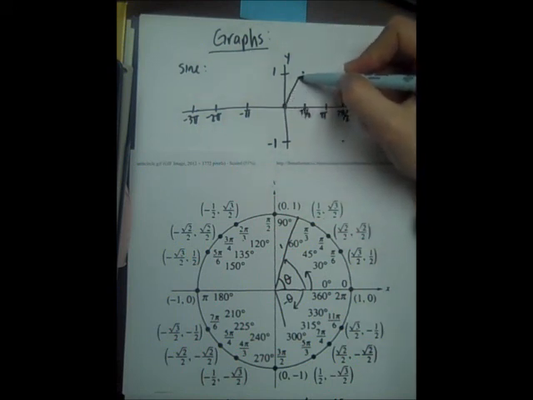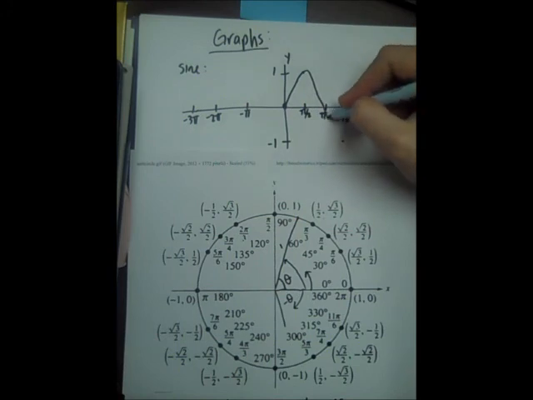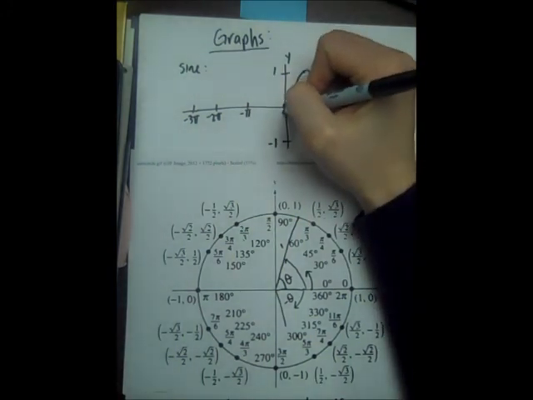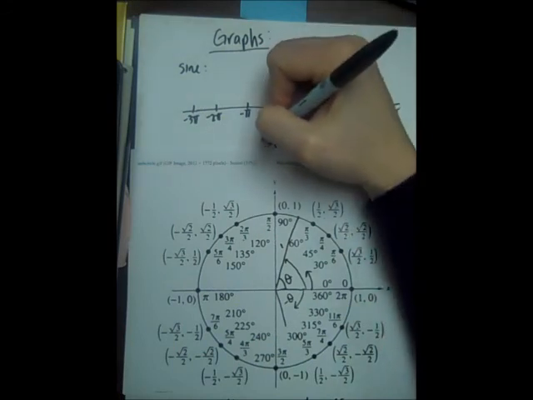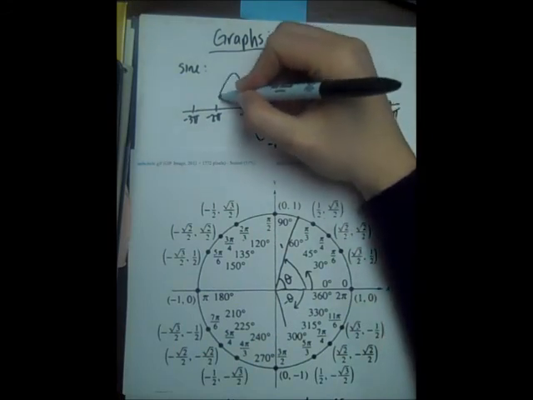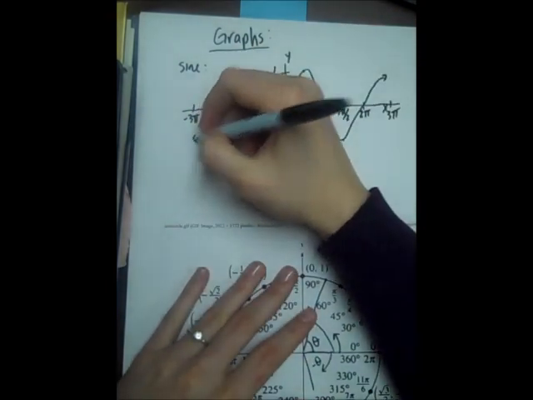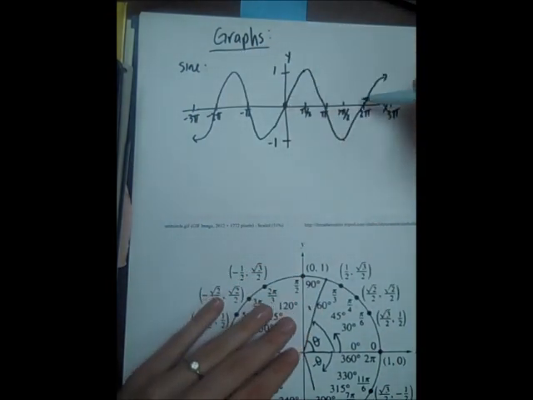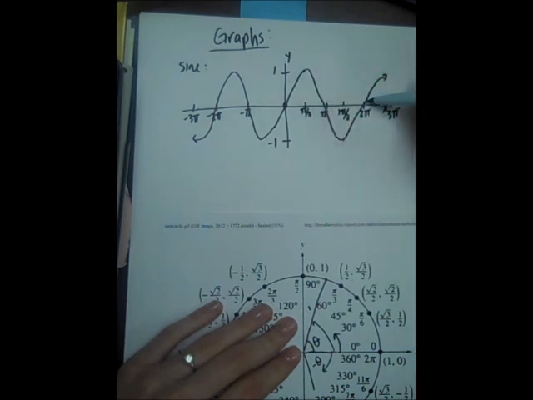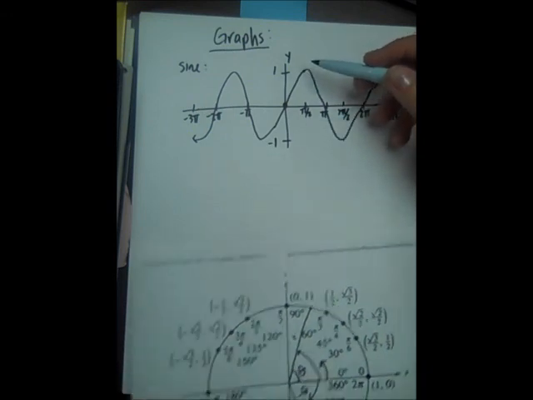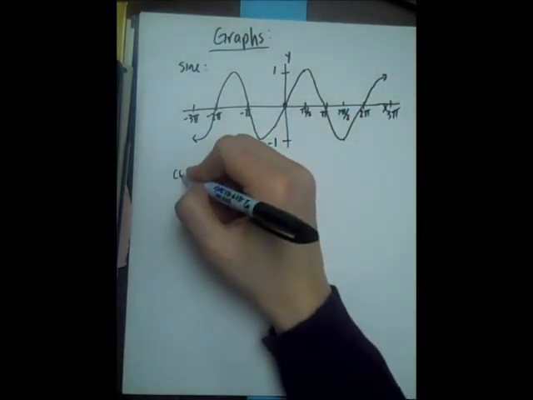So if we connect this, we can see our graph is repeating. And it's doing the same thing over here. So this is the graph of sine. Goes through the origin. Every 2pi it repeats. Every pi it goes through the x-axis. It goes between 1 and -1, back and forth. Now let's look at cosine.